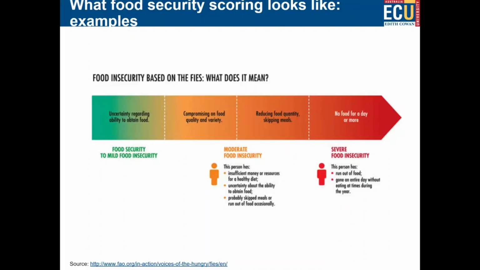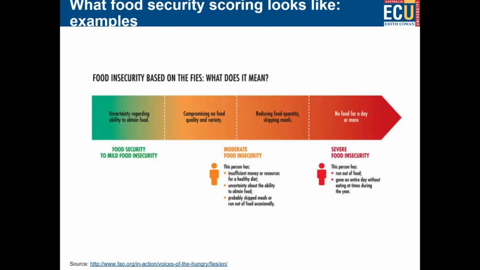So you can really see that food security and towards the other end of the scale, food insecurity occurs across a continuum. And so this can happen in a month, across a year. It really depends on someone's experience in terms of the factors that are influencing their food security.